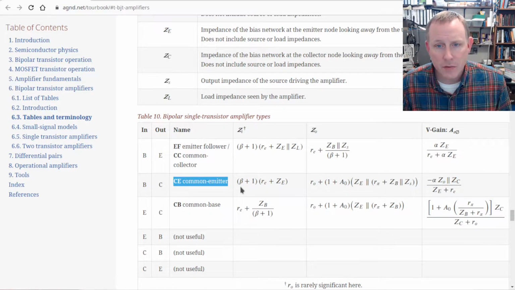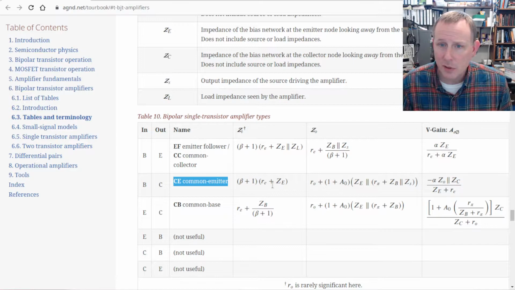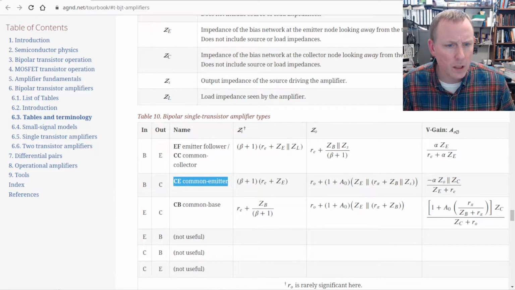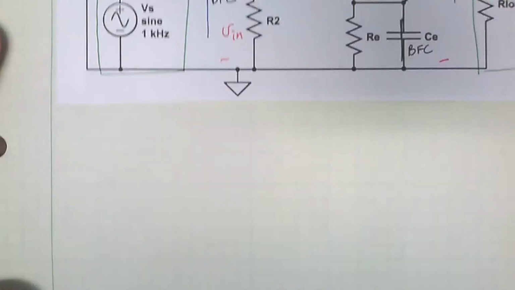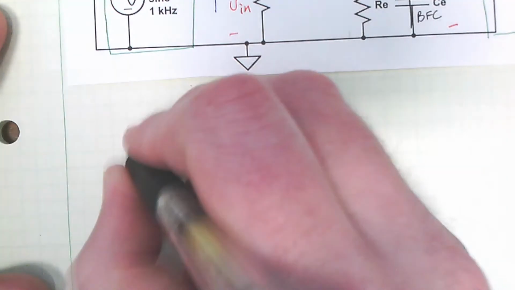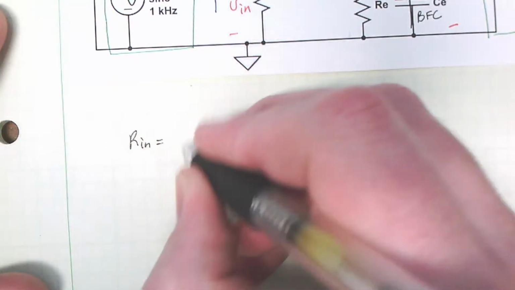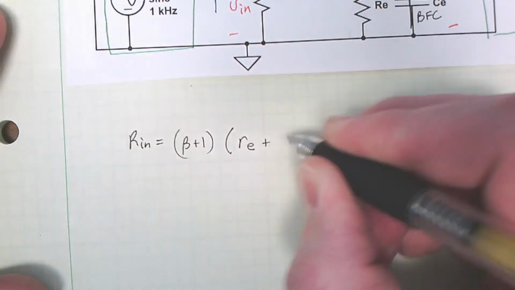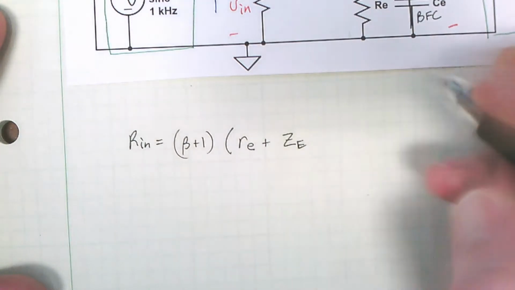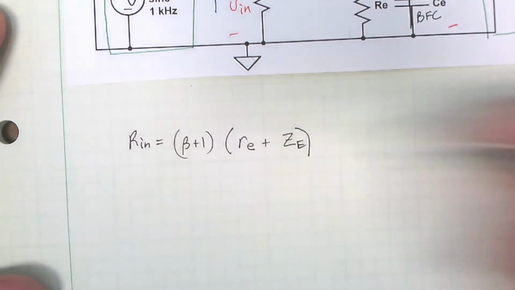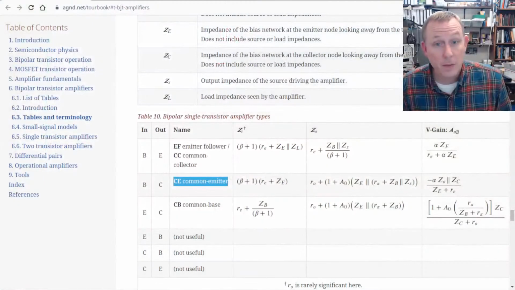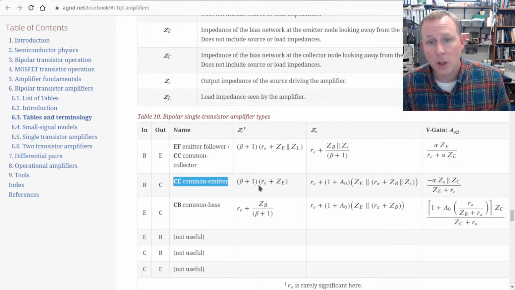Its Z_i is in fact beta plus 1, little r, little e, plus big Z, big Z_e. Okay. What's that mean? Oh, okay. Z_in is beta plus 1 times little r_e plus Z_e. Okay. Whatever does that mean? Let's go back. Let's look up all of these terms: beta plus 1, r_e, and Z_e.